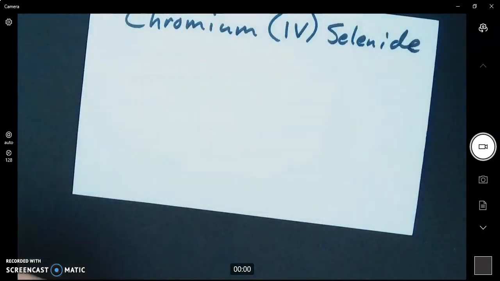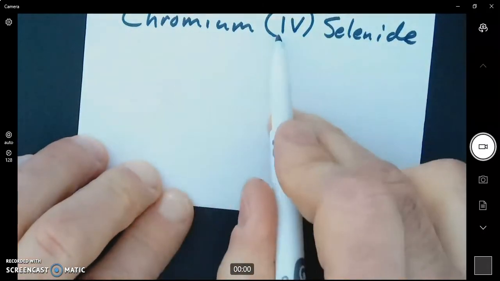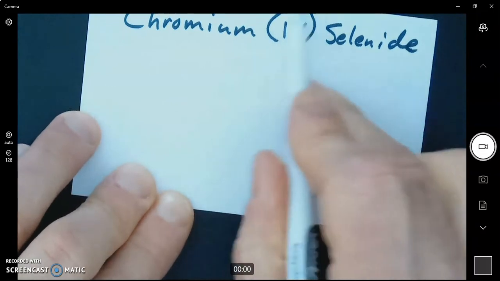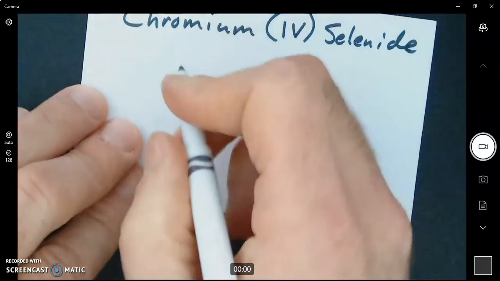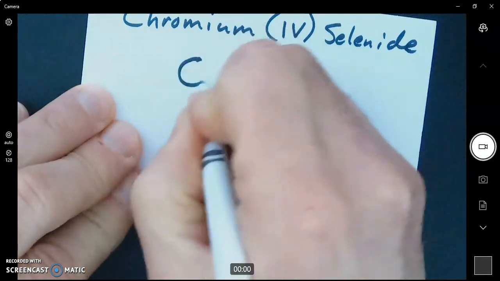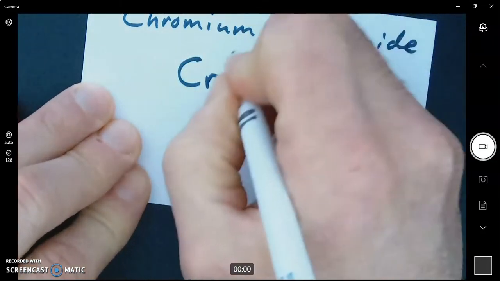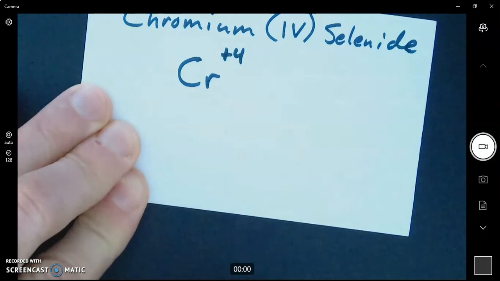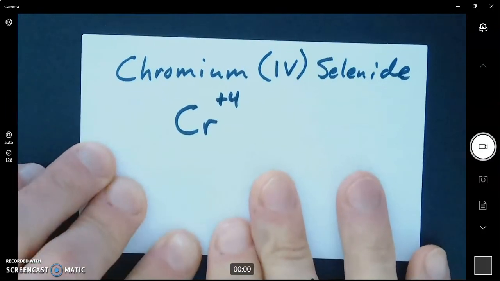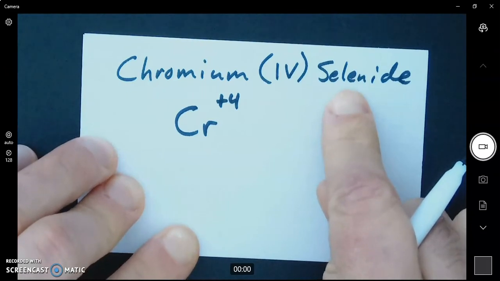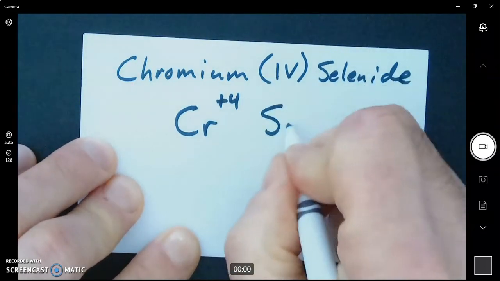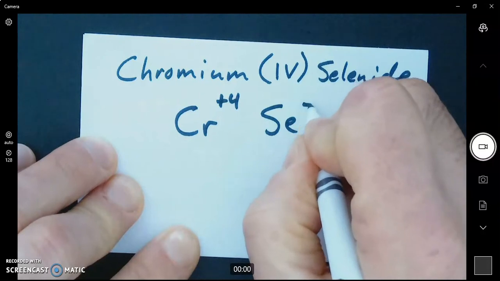Okay? What about chromium IV? IV, Roman numeral. Chromium is not in group 1 or 2. It is not silver, cadmium, zinc, aluminum, or boron. It's not a set charge. So we look up chromium on the table. It is capital C, little r. IV is 4. The charge is +4 on this one. Selenide. That's selenium underneath oxygen and sulfur. So that's Se. That's going to be a -2.